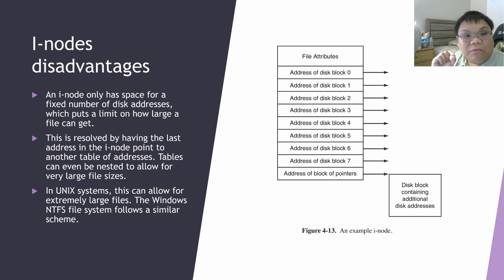What if we could nest these tables? So this inode is merely a table of pointers pointing to all the blocks that make up a file. What if we could take one of those pointers and have it point to another table of pointers, and then those pointers point to more blocks on the disk? Now we can support larger file sizes. Turns out NTFS follows a similar scheme to this, where we have this table of addresses, but some of those addresses point to more tables. So we have nested tables now.